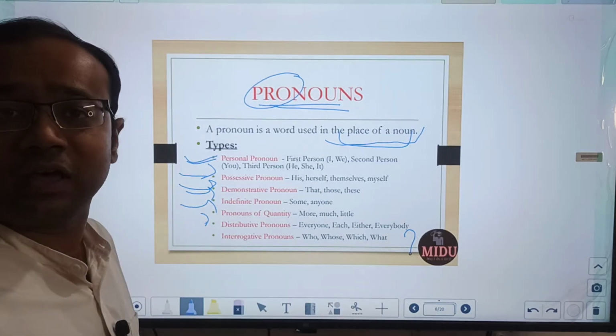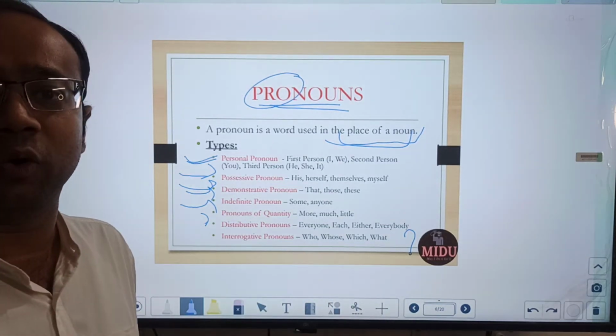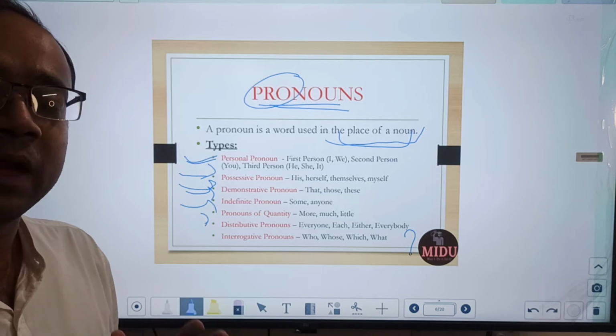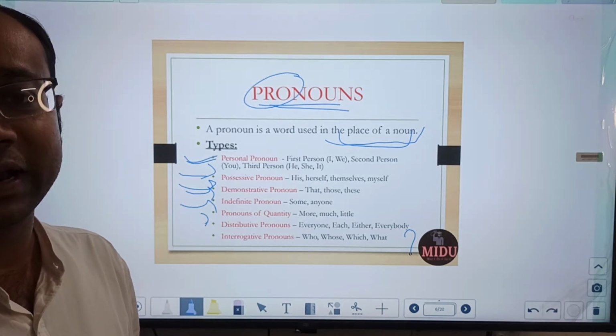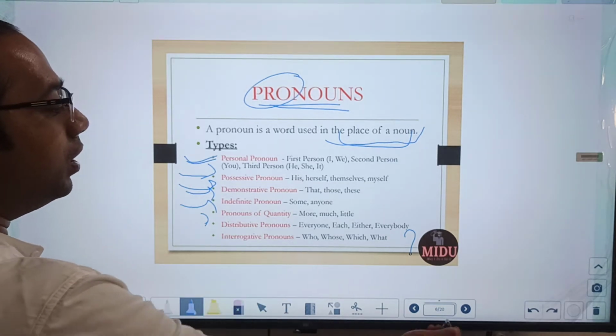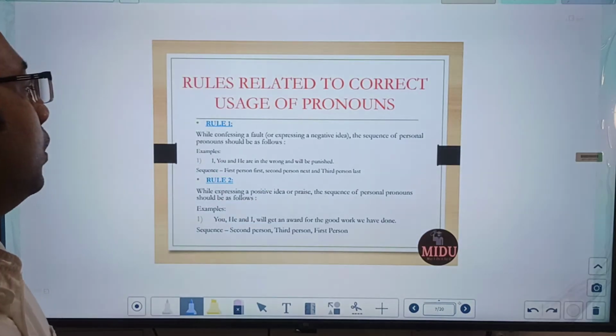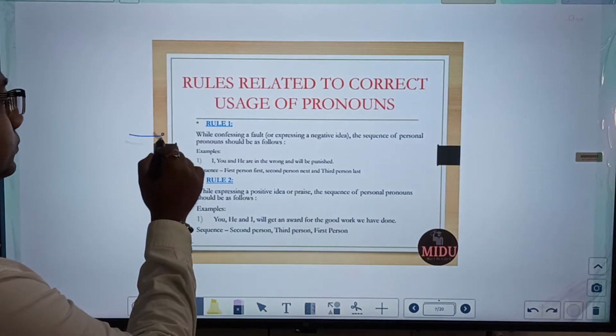Today our main agenda is to discuss some common usage of pronouns, some rules, so that in questions related to errors or correction, we can use these rules and solve them. So let's come to the first rule.